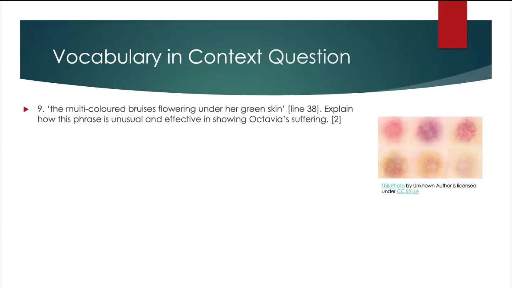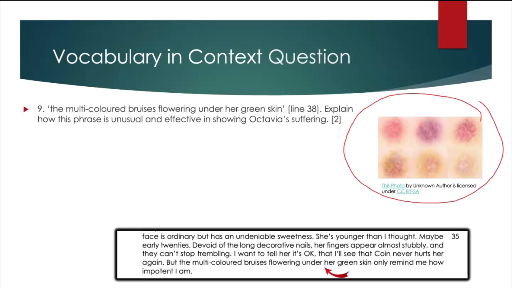No. Number 9. So this one is about multicolored bruises flowering under her skin. Explain how this phrase is unusual and effective in showing Octavia's suffering. So you can see some examples of this, which is what I've extracted from the internet. That flowering look, due to bruises. So now, with that in mind, can you answer this question?